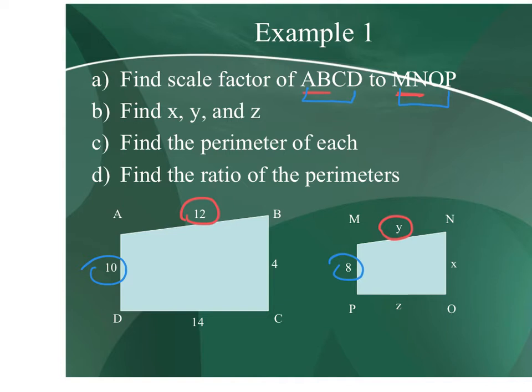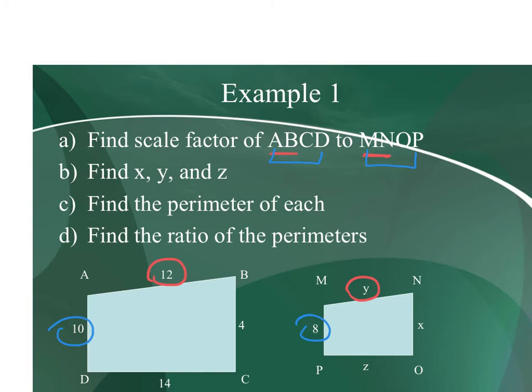Now, what I'm looking for in this, when I have some sides that are unknown, I'm looking for the pair that has both a number for each side length. So notice from the larger one, AD is 10 and MP is 8. I can get the scale factor using these 2 sides. So I could take 10 over 8, and I guess the blue's showing up. So 10 over 8, I'll do it up here. 10 over 8, and this will simplify to 5 to 4.